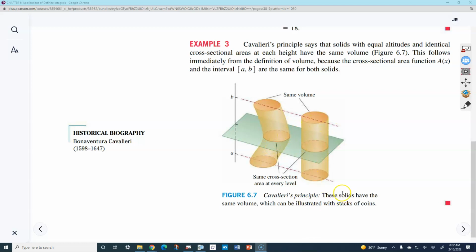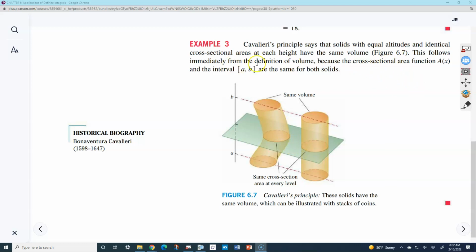And notice what it says. It says this can be illustrated with a stack of coins. If you have a stack of coins going straight up, and then you kind of push them a little bit in the middle where they're kind of jutting out a little, it's still going to have the same volume because it's still the same amount of coins, and each one of those little coins has the same volume it had before. You kind of shift it.